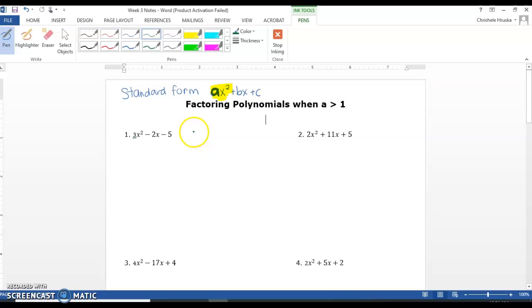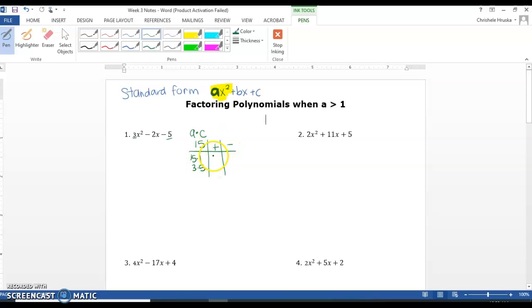So we're going to make our chart by taking A times C. So my A value times my C value, that's going to be 15. I'm going to think of all the factors that I can of 15. I have 15 and 1. I have 3 and 5. Those are the only integers that I can multiply to get 15. It's not divisible by 2. It's not divisible by 4. None of those other numbers.